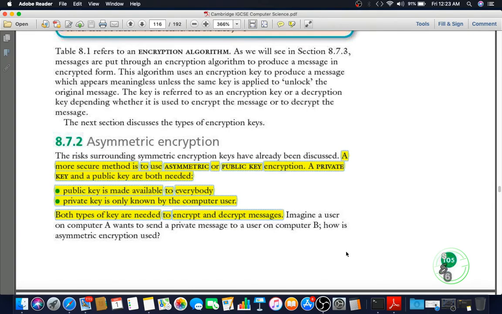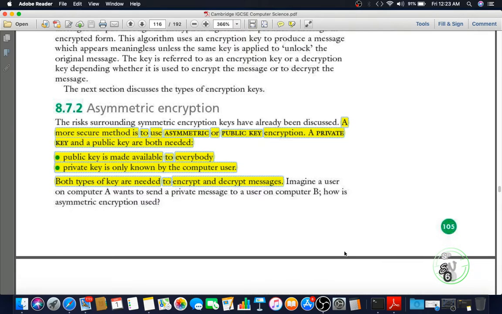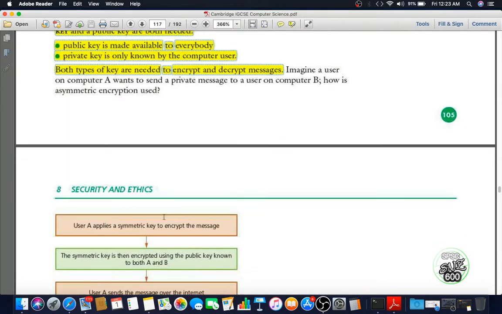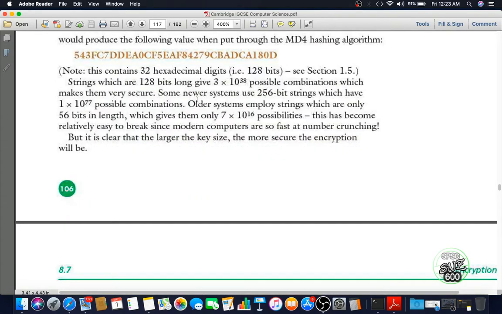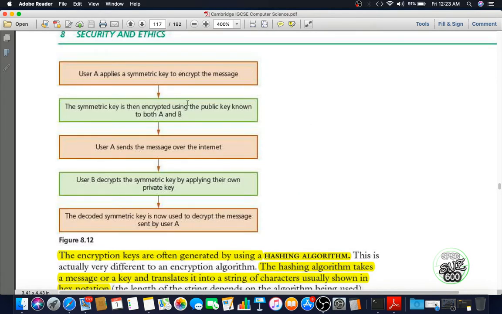Now go with the next lines. Imagine a user on computer A wants to send a private message to a user on computer B. How is asymmetric encryption used? So there is a process. This is the process of asymmetric encryption. There is a question, so you have to write these lines as the steps for the process.